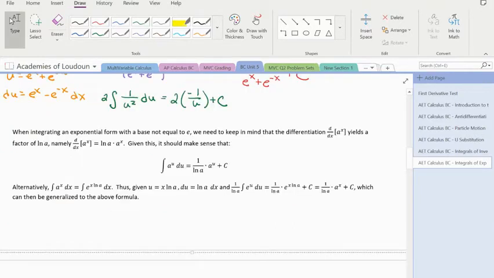So when you're integrating an exponential form with a base not equal to e, we need to keep in mind that the differentiation of a to the x yields a factor of the natural log of a. Given this, it should make sense that the integral of a to the u du will be 1 over the natural log of a times a to the u plus c. We can also do this using the chain rule as shown.